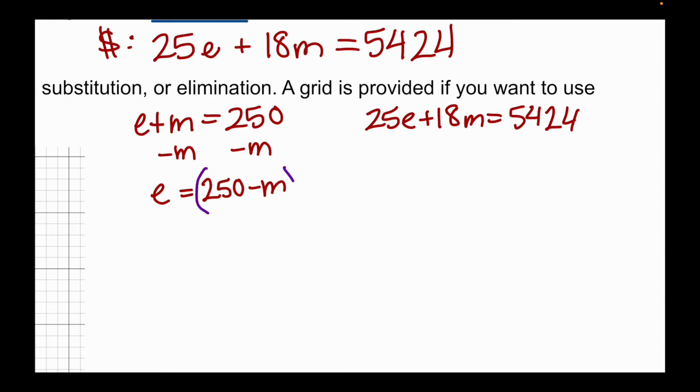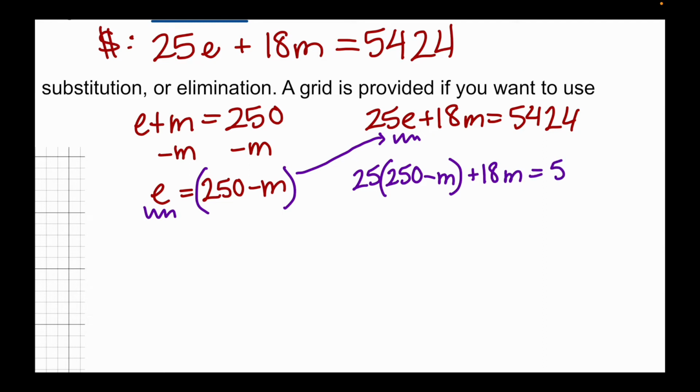This now means I'm going to find wherever there's an E in my other equation and plug the expression in instead. So I am going to need a calculator to do some of this. I know you get to use a calculator on your test, so please make good use of that. This is now going to become 25 times (250 minus M), and then plus 18M equals 5424.